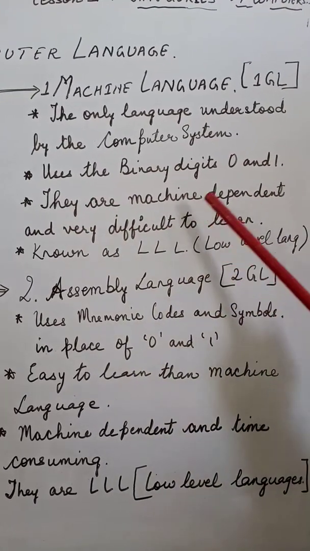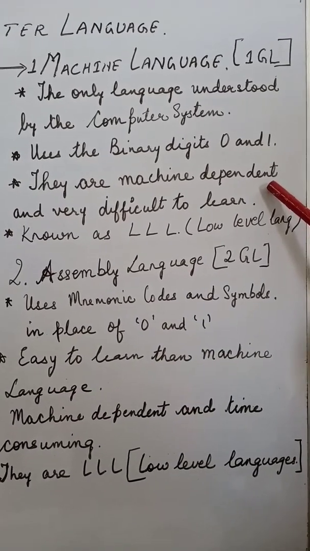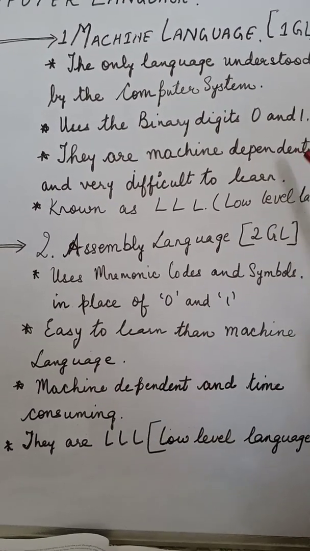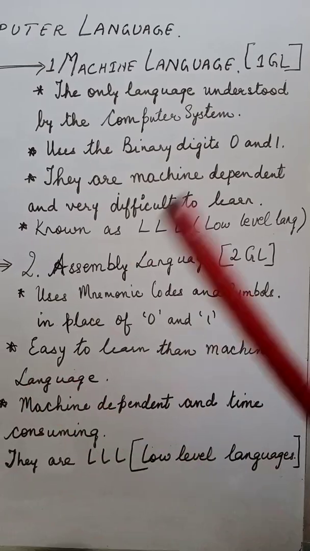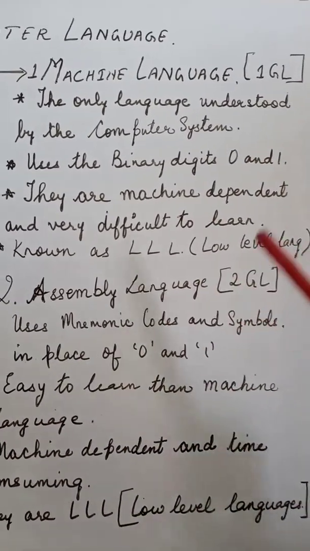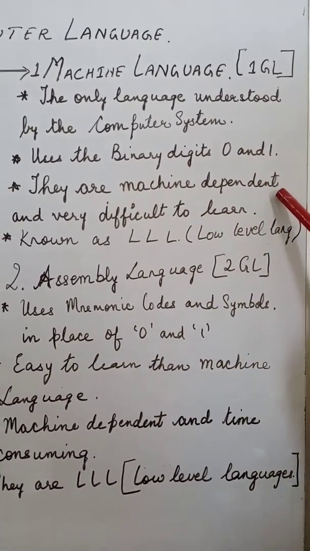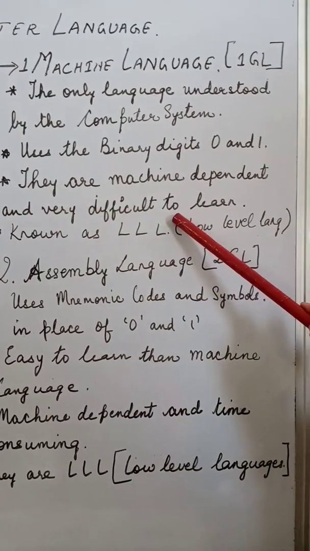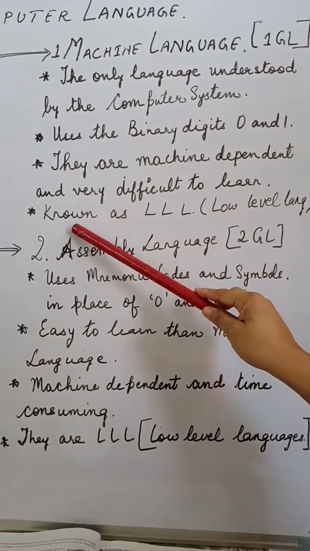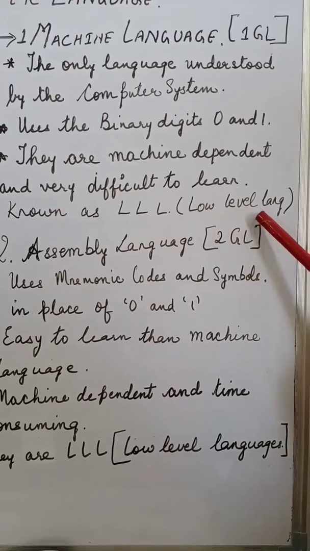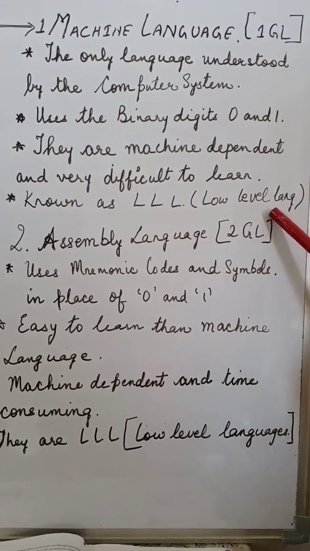They are machine dependent. It means the program codes which are created for a single machine, we cannot run on some other machine. That is called machine dependent, and they are very difficult to learn. They are also known as low level language.